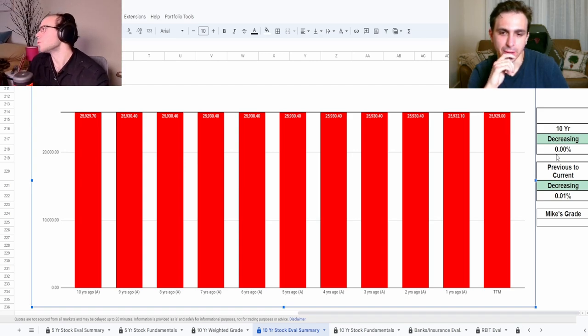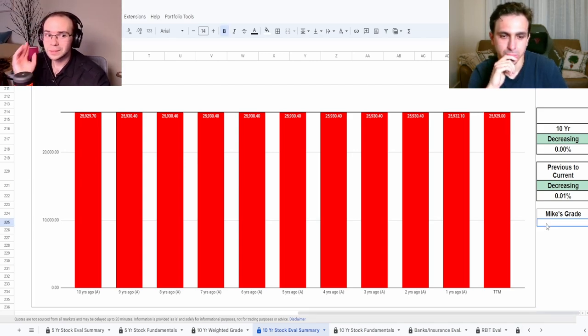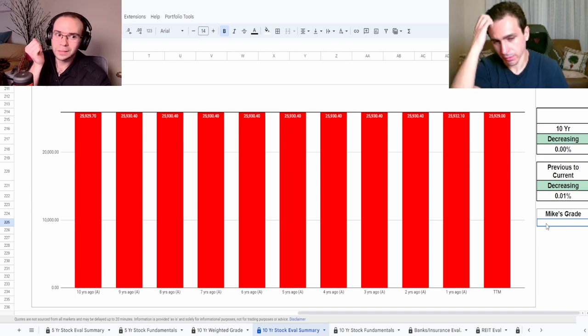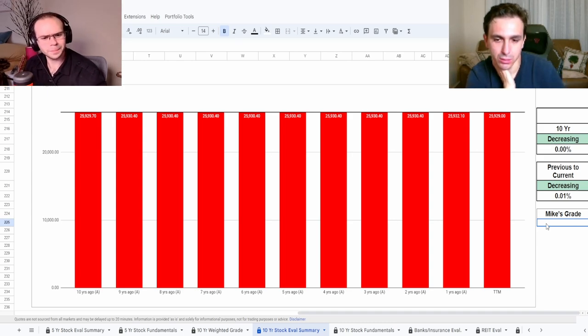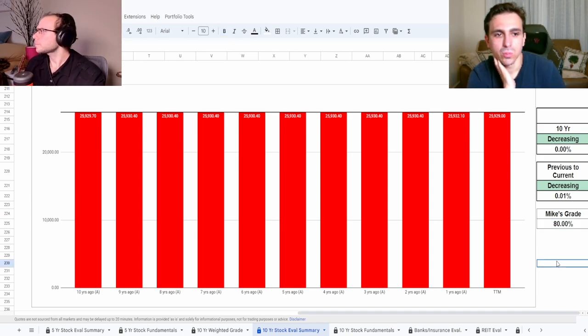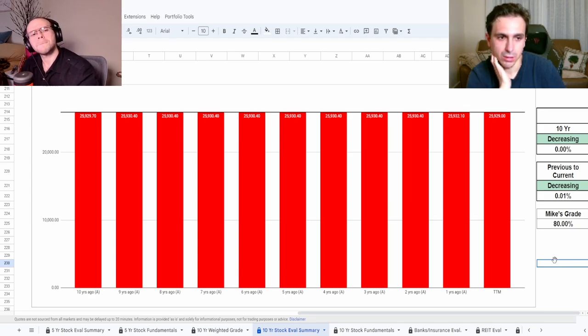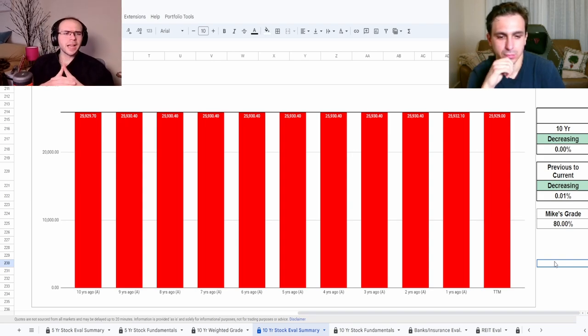There's no difference here. So as a grade, I give it an 80, just because you're not creating something bad necessarily, but you're not really doing the traditional thing that we would expect from a company. So let me ask you a question. Berkshire Hathaway has the exact same graph.